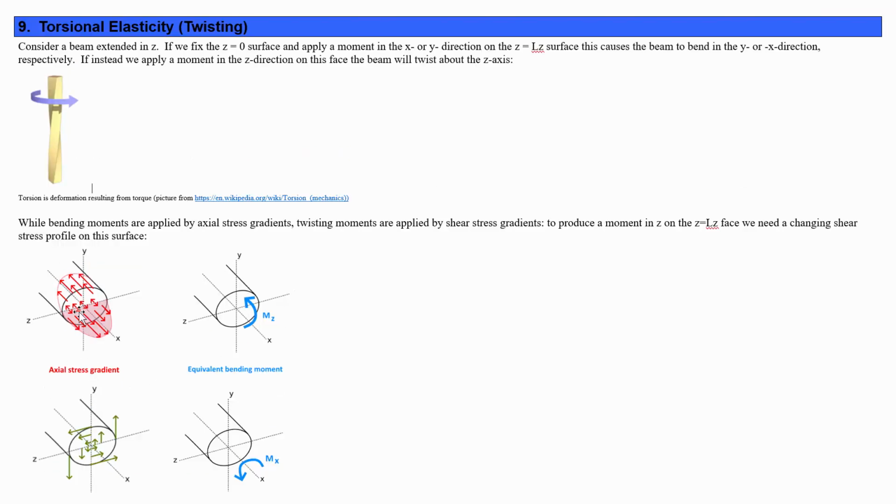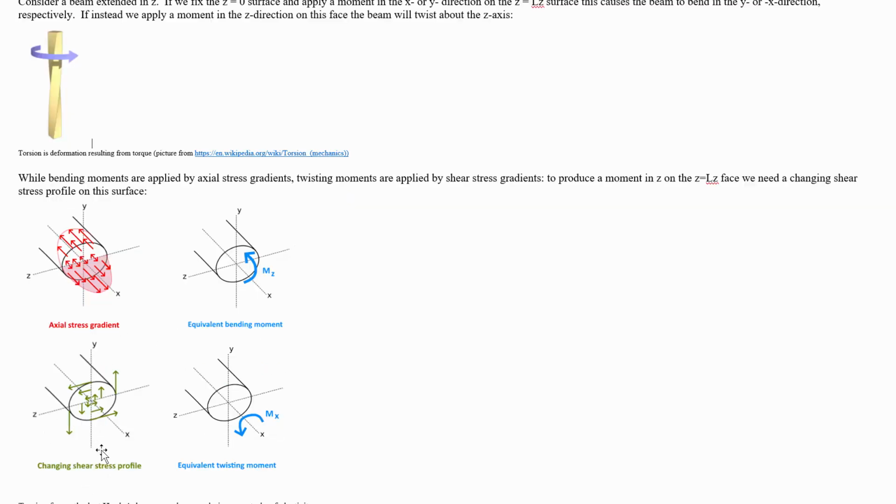if we have axial stress gradients and equivalent bending moments from that? So axial stress gradients leading to bending moments lead to flexure. That's what we dealt with last week. The last thing is shear stress gradients, which cause twisting moments.